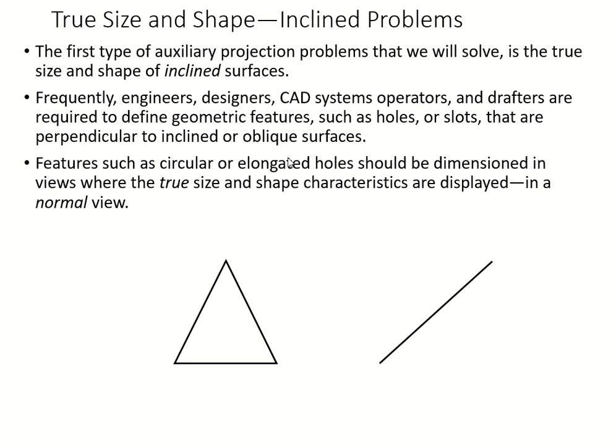When we deal with the inclined or oblique surfaces for any of the models, geometry features, like your circular holes or elongated holes, those kinds of features, we usually dimension them in views. Of course, you definitely keep the true size and shape characteristic with them, and we usually call these views normal views, where your line of sight is perpendicular to the plane.